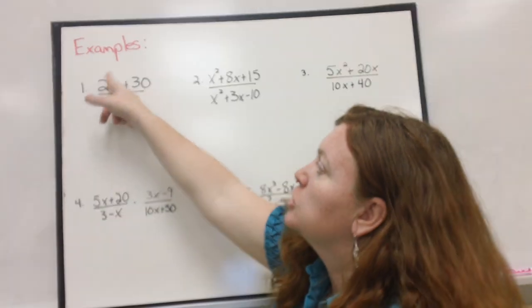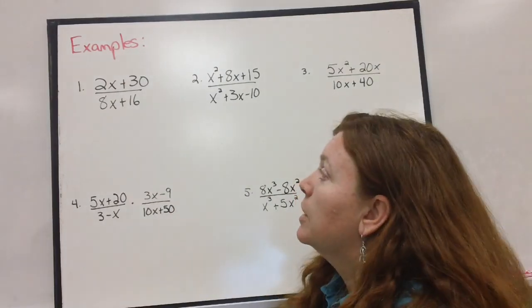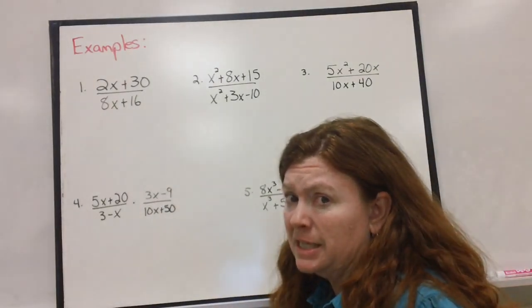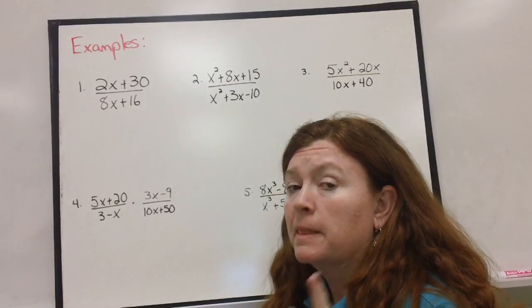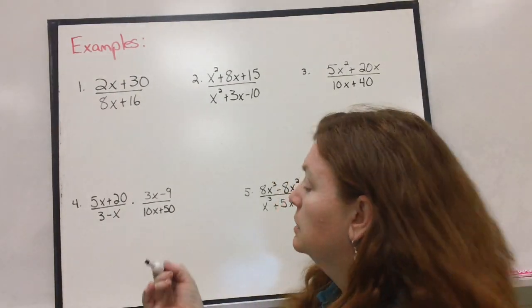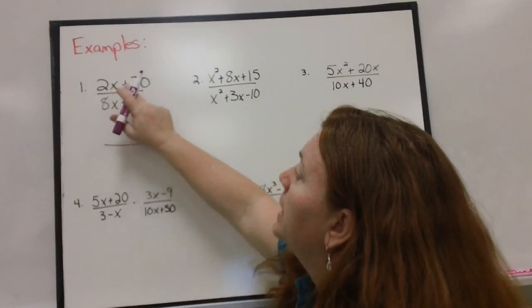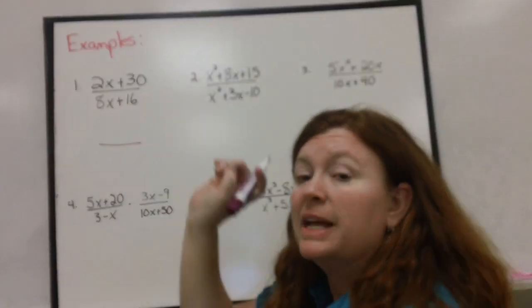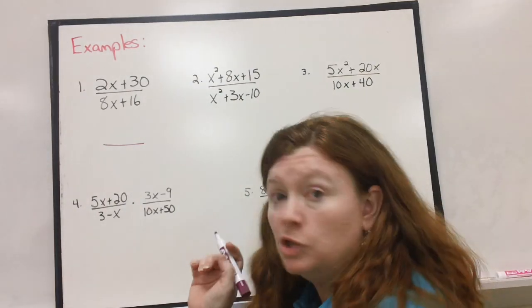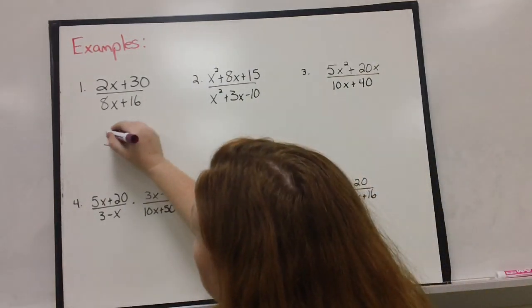Same with the 30. It is chained with a 2x. So either I take out the whole 8x plus 16 or I don't touch it at all. But I could factor it. So let's look at just the numerator. 2x plus 30. There is a common factor of 2. I can divide them both by 2.